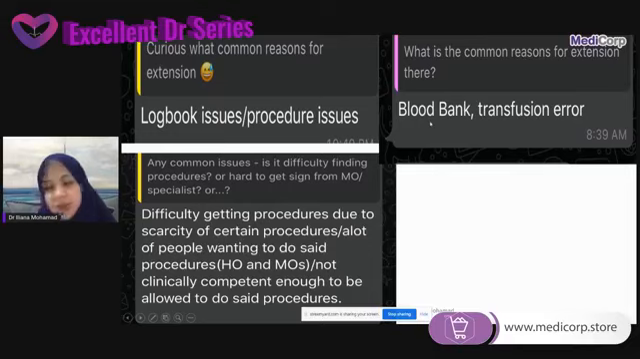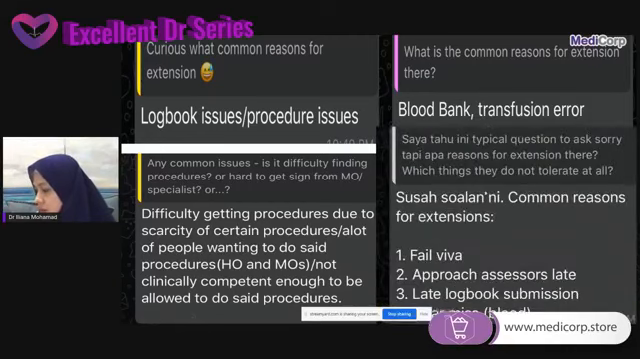Okay, again, blood bank transfusion error near miss usually means compulsory extension. Okay. Fail viva, approach assessor late. Okay, so you didn't get to finish your assessment during the designated time. Late logbook submission and near miss. Near miss means near miss of blood transfusion error.